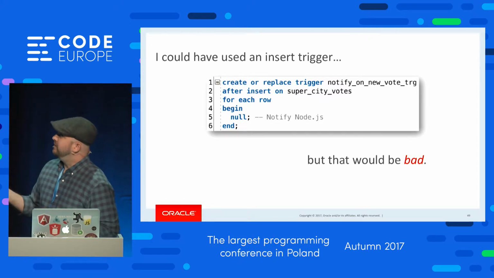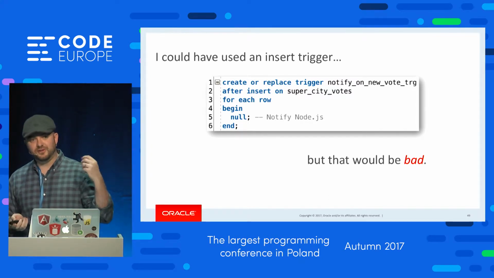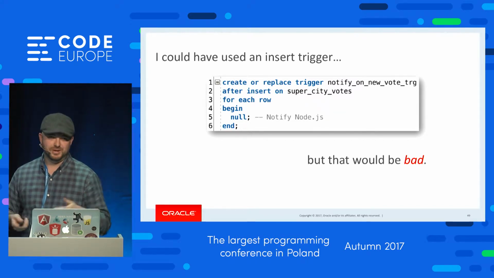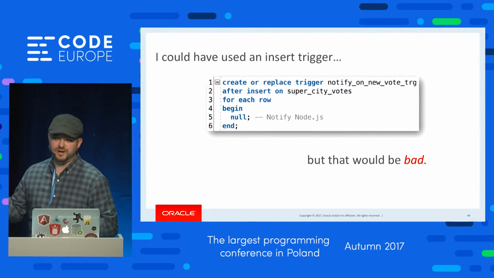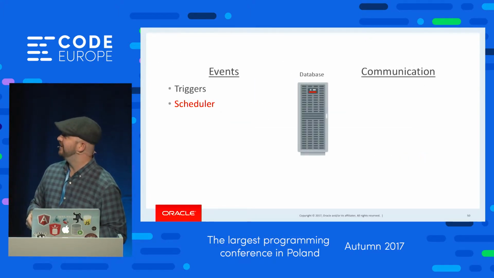So what you would be doing with a trigger like this is essentially tying a disk write to a network call, and you would just bring your database to a crawl. So this would not scale. It's a terrible idea. Don't do that.